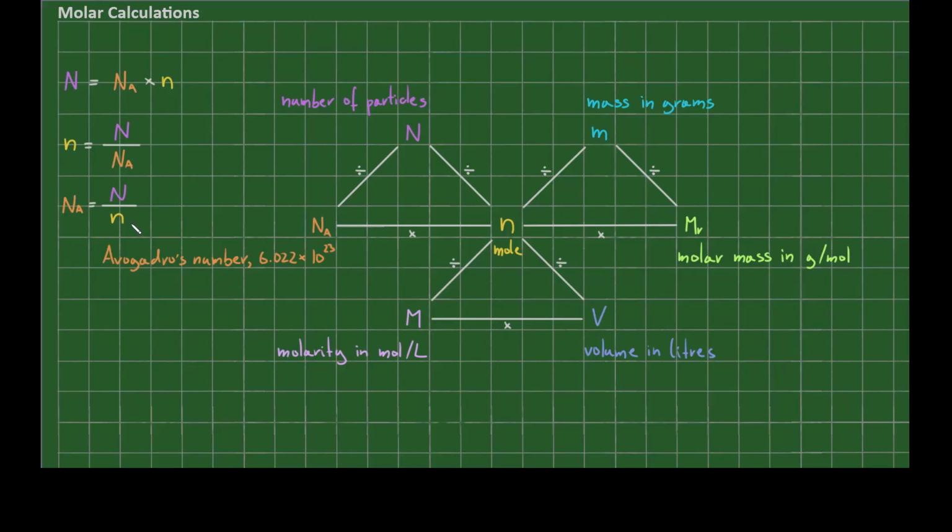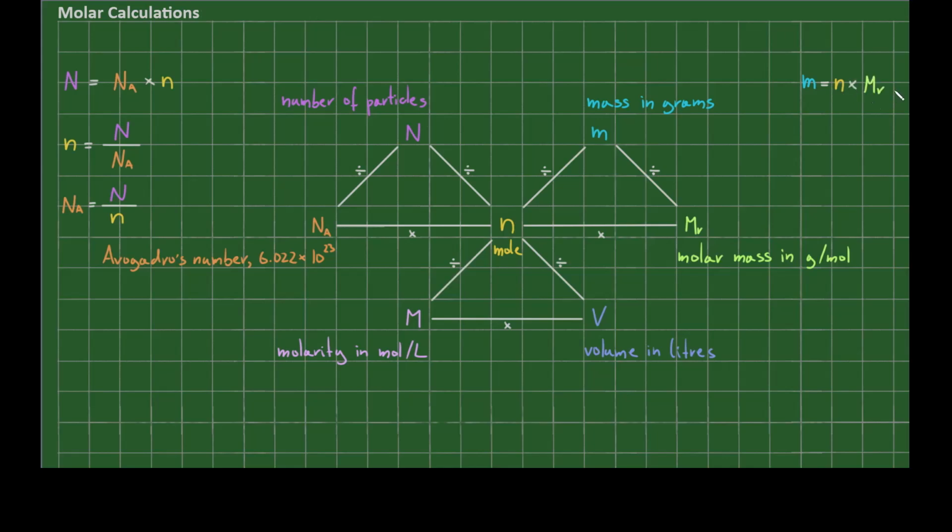The other two triangles are used in much the same way. Let's say that somebody is asking me for the mass of a particular compound. According to the triangle, mass equals number of moles multiplied by molar mass. So that is my formula. Lowercase m equals n multiplied by molar mass.